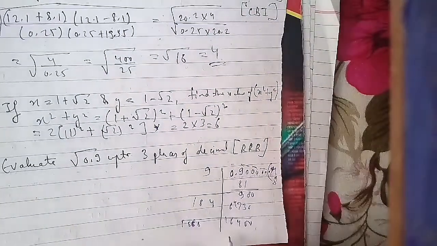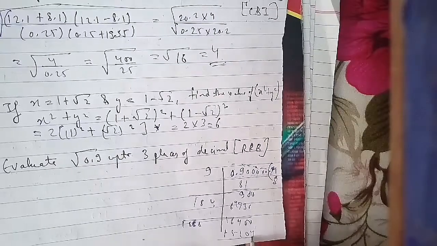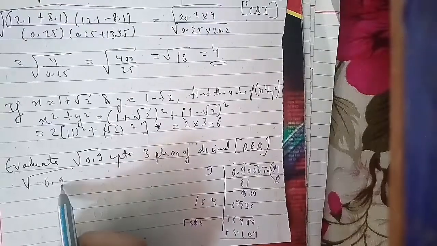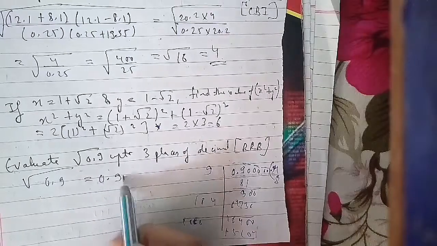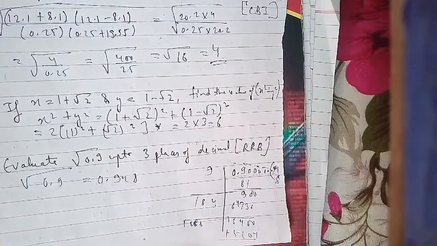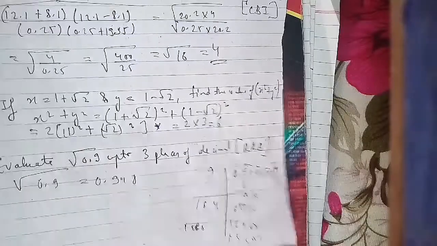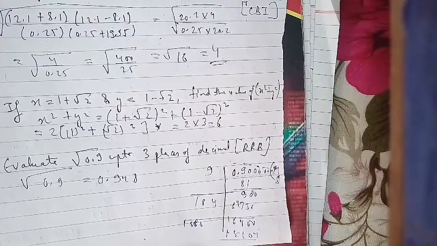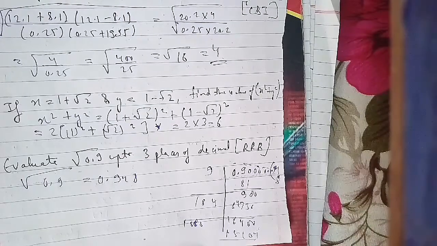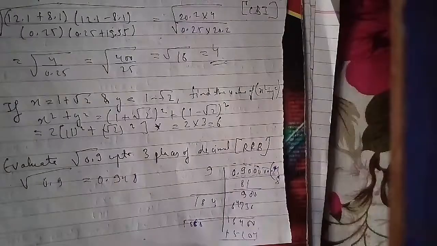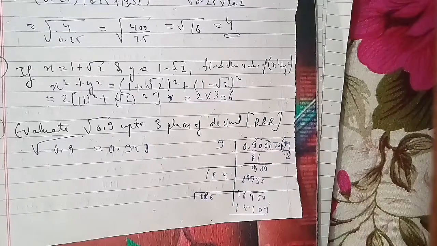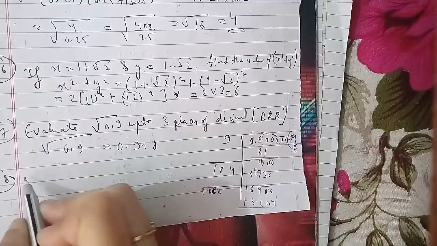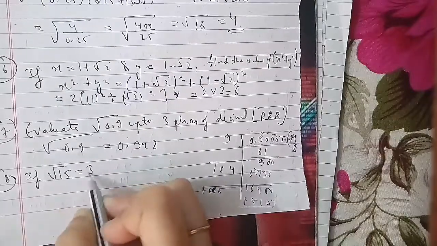We will have another question, the 18th question of the session: if under root 15 equals 3.88, find the value of under root 5 by 3. For that, we'll find it out. Under root 5 by 3 equals under root 5 into 3 upon 3 into 3, which equals under root 15 upon 3 equals 3.88 upon 3, and that is 1.2933, which is 1.293 bar. That will be the right answer for this question as well.